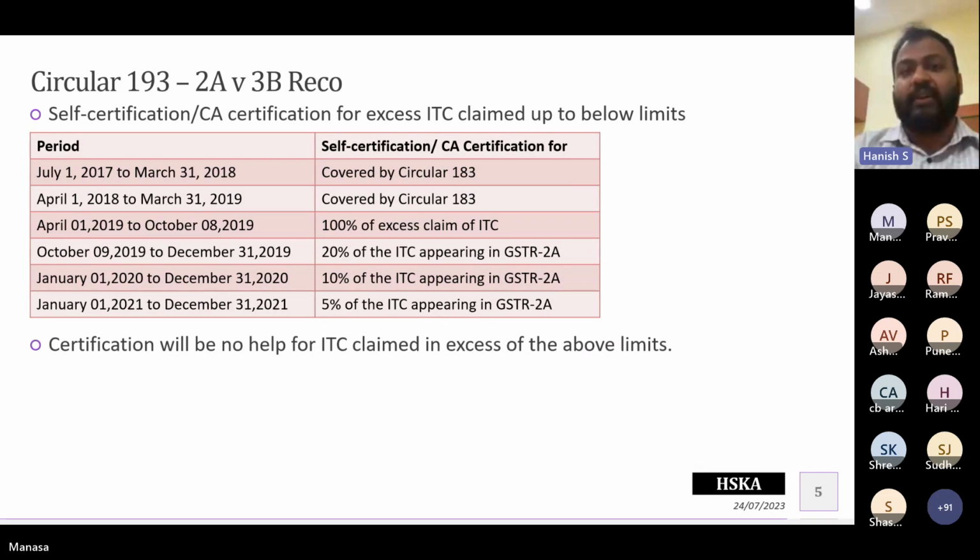where the CA will certify that the vendor has actually paid the tax, but during reporting he has missed, either given the wrong GSTIN or shown it in B2C or something like that, whatever error has happened. So basically the government has received the money. That is what Circular 183 said.